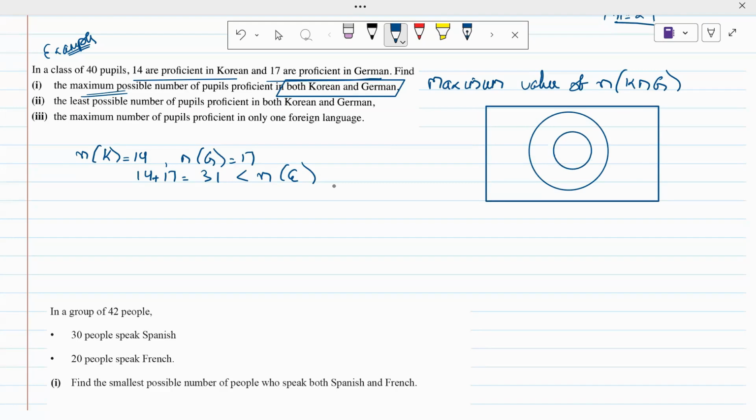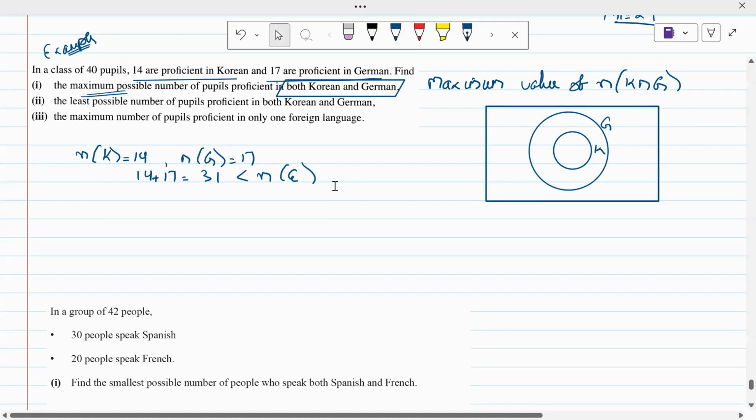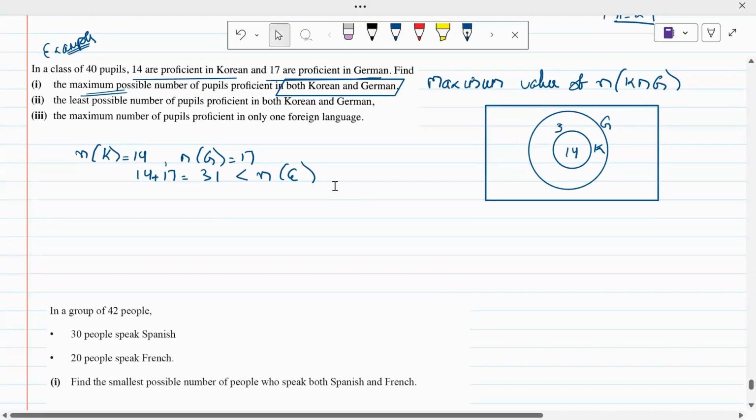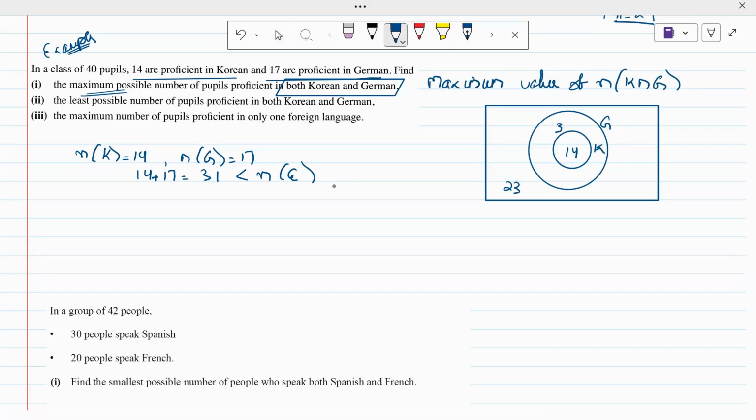Which one would be the outer set and the inner set? German would be outer, Korean would be inner. That's correct. And the Korean elements would be there inside, which is 14. The rest of the German would be 17 minus 14, which is 3. And all the other people would be there outside. So 40 minus 17, that would be 23 here.